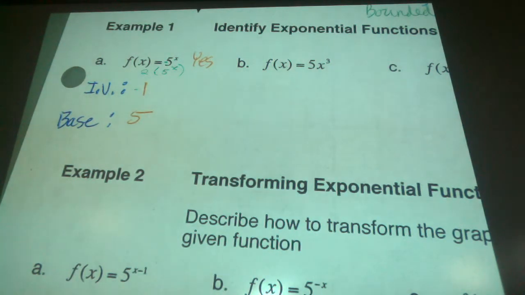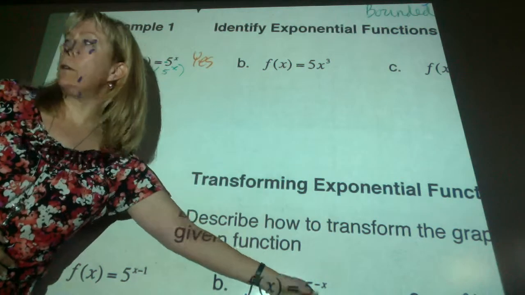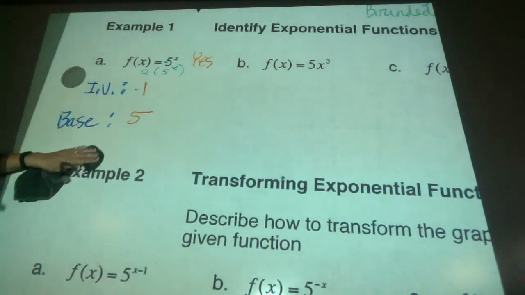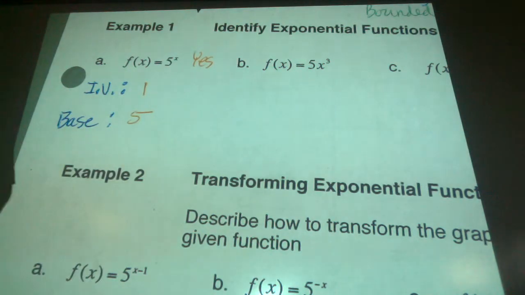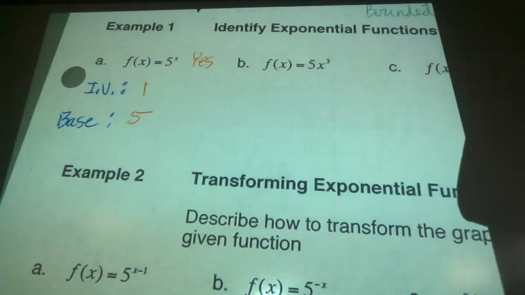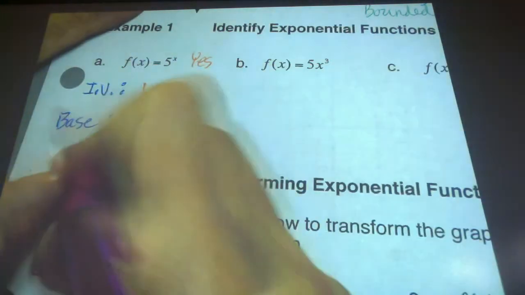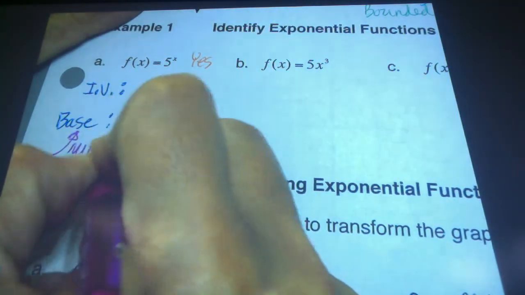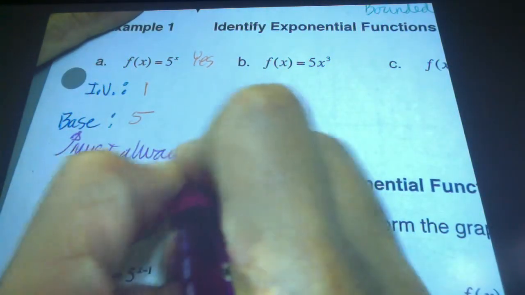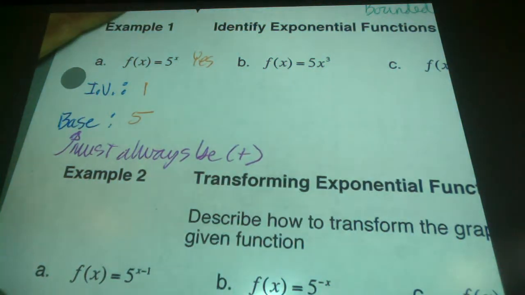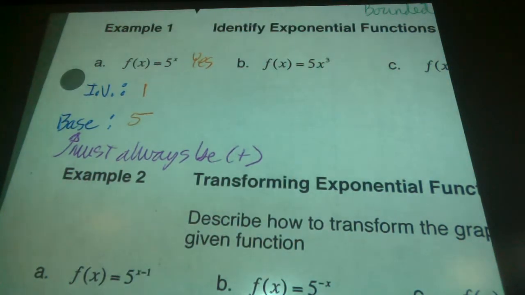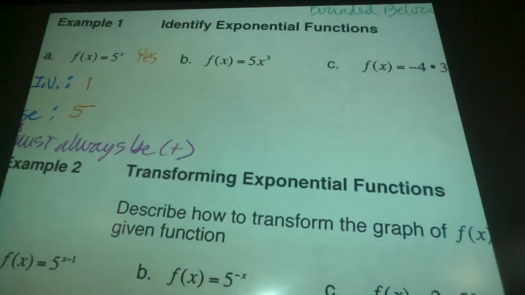So any questions on how you find that initial value? The initial value is a harder one to find. Just note to self on your notes here, that base must always be positive. I'd write myself a big note about that, because that's an easy one to forget. So note to self, must always be positive. Always.